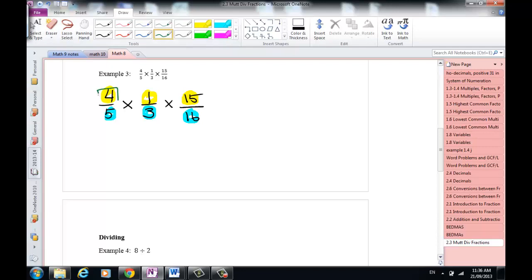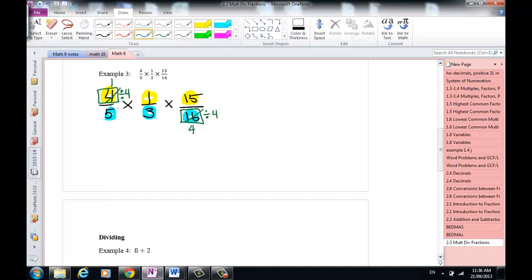So what we notice is that we have a 4 in the numerator and a 16 in the denominator. And notice that they're both divisible by 4. And therefore, as long as you have 1 in the numerator and 1 in the denominator, if I divide the top and the bottom by 4, I can simplify this. So 4 divided by 4 becomes 1, and 16 divided by 4 becomes 4.